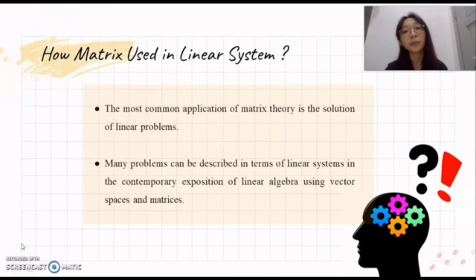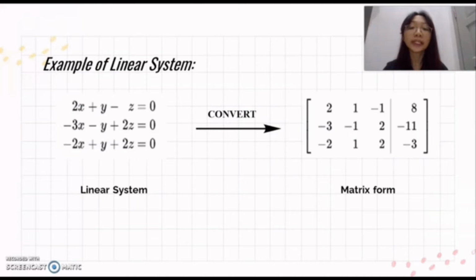So do you know how matrices are used in linear systems? Actually, the most common application of matrix theory is the solution of linear problems. Indeed, practically all sensible problems in science and economics that require the solution of multiple variable problems are reduced to component elements, one of which is the solution of linear systems. We can see an example of how a linear system is converted into matrix form, so that we can easily solve the problems of linear systems.